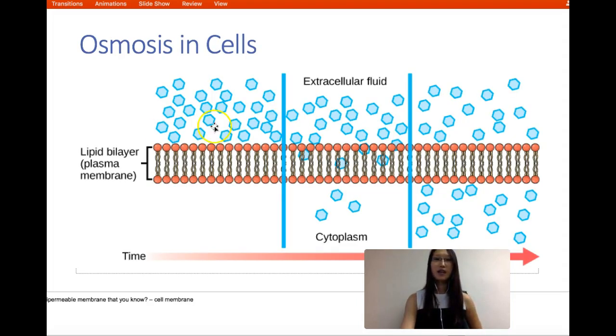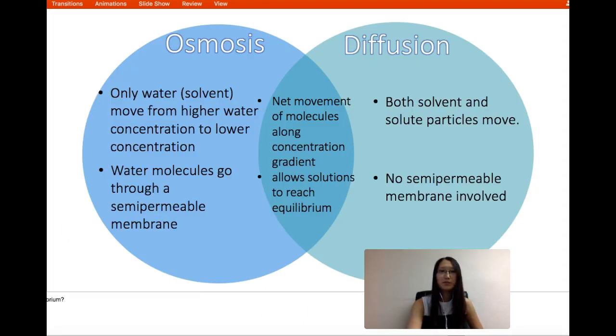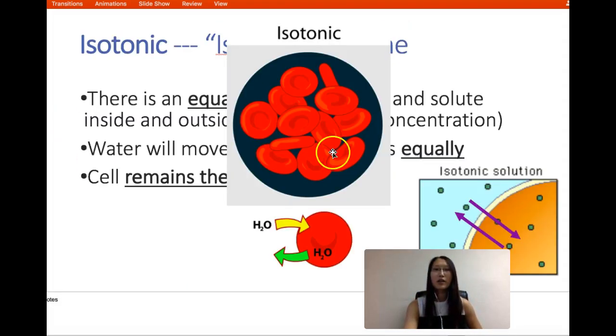Next one, osmosis in the cell. You can see molecules moving through the cell membrane. If it's a small molecule, especially a small nonpolar molecule, then they can go through like this. But right here we're looking at osmosis, so all of these are just water moving through. Here's a comparison chart between osmosis and diffusion that you can look over on your own.